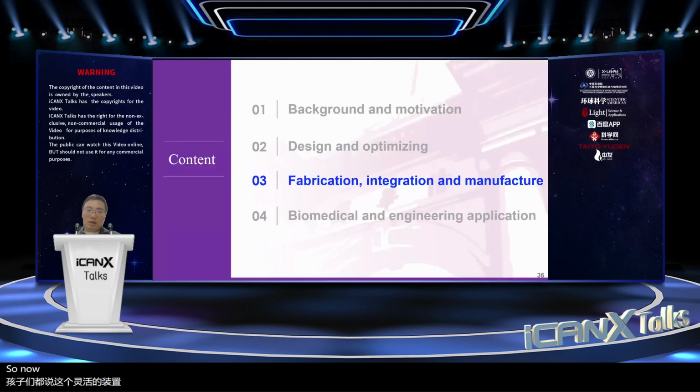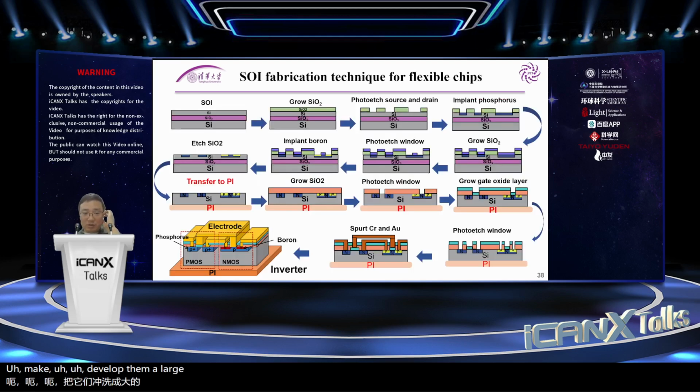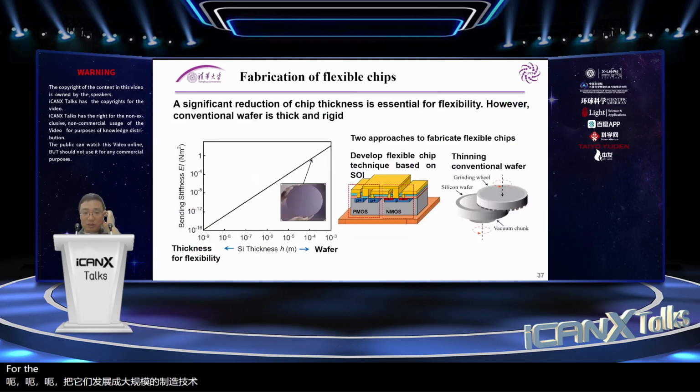Now we want to develop a large-scale manufacturing technology. If we want to develop large-scale manufacturing technology for the chips, we have to develop the technology based on wafer-level technology. So I will just introduce this technology. If we want to make the wafer flexible, we have to thin the wafer.